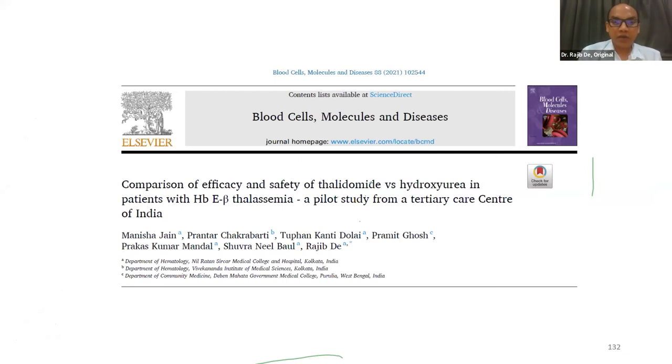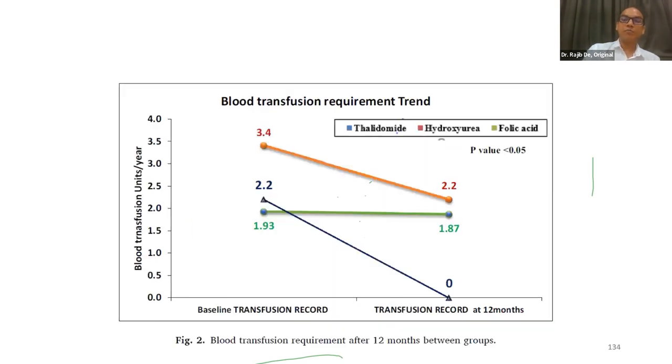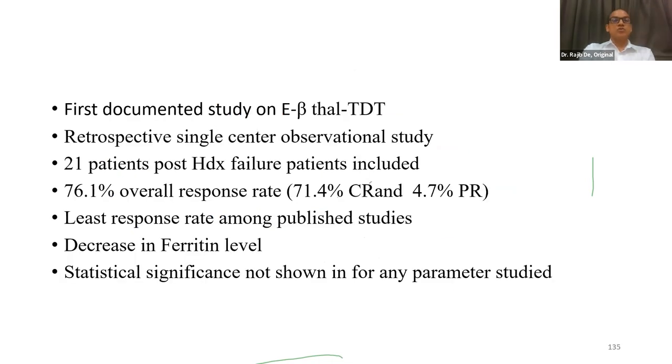And this study was done in our center, NRS Medical College, a three-arm comparative study, placebo versus hydroxyurea versus thalidomide in E-beta thalassemia. It is the first international randomized study in E-beta thalassemia where thalidomide was compared to hydroxyurea and placebo. It showed a significant increase in hemoglobin level, as high as 2.13 gram per dl. And there was significant reduction in blood transfusion in those who were on thalidomide. So this is the first documented study on E-beta thalassemia patients.